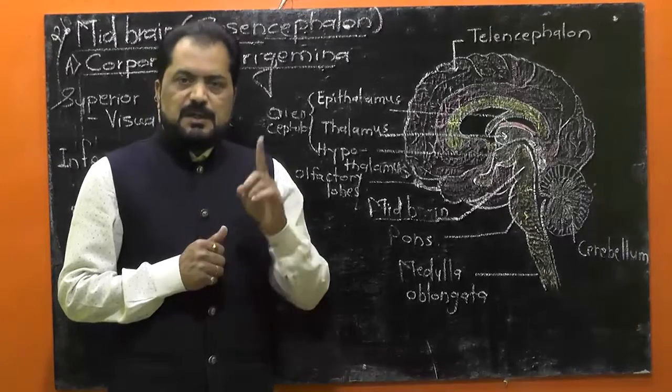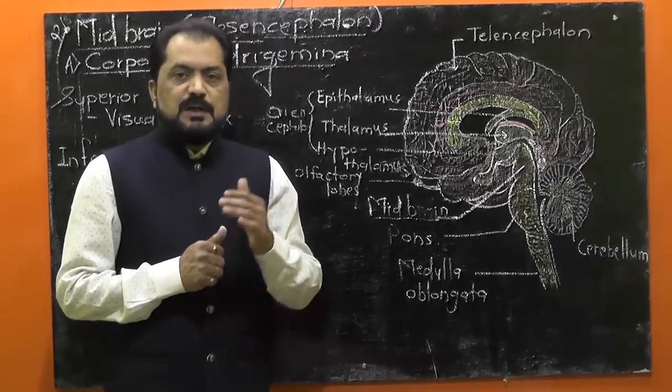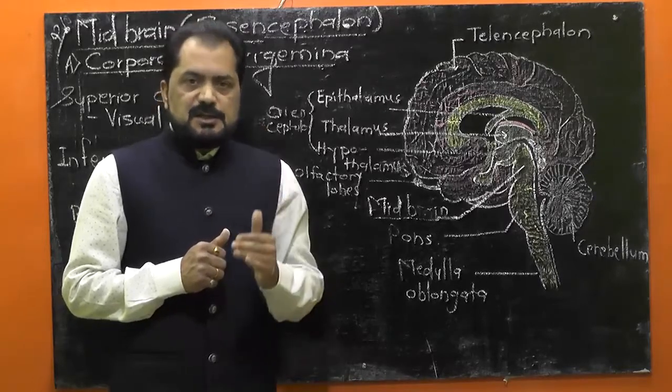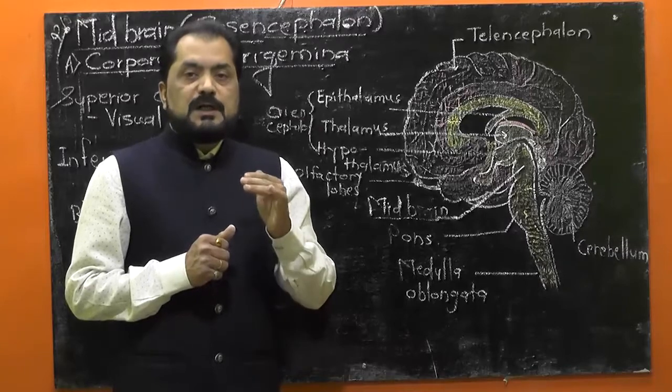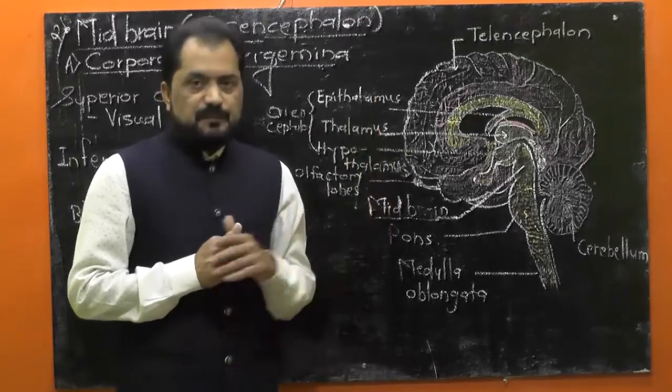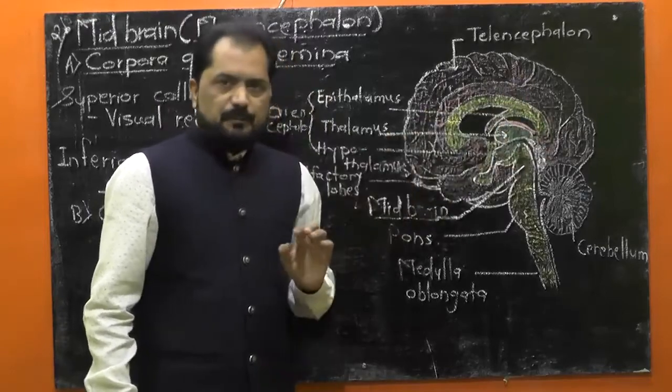One thick band of nerve is ascending and another is descending. You know, ascending means one which conducts impulses upward, that is towards the forebrain or towards the cerebrum.